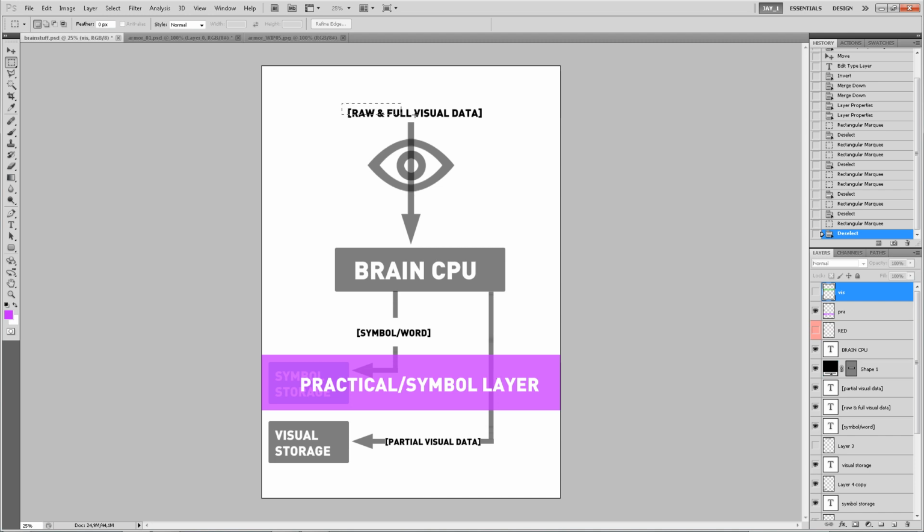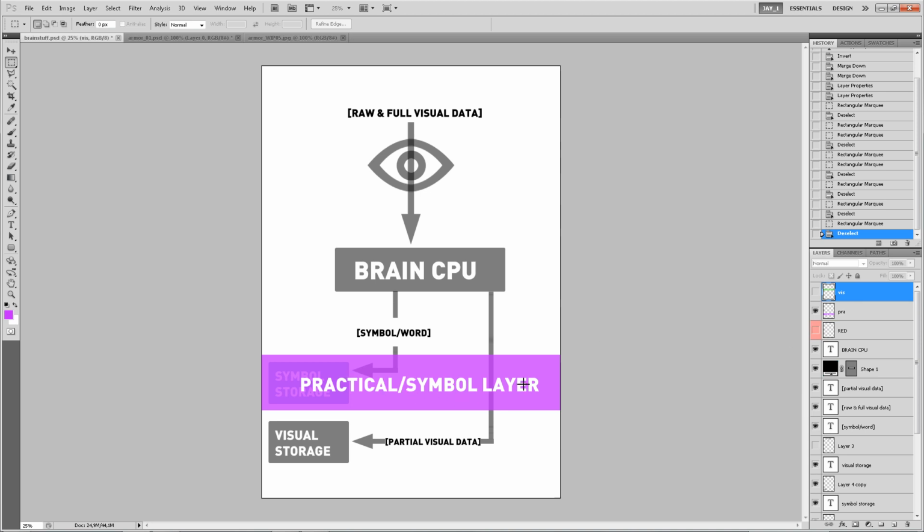You don't communicate in full and raw visual data. Unless you're a really strange person, you are probably communicating with other people by talking to them or writing with them, instead of drawing a full, detailed, photorealistic picture of what you want to say every time you communicate with people. So this practical or symbol layer is a great way of communicating. This way of the brain of creating symbols instead of storing the full visual information allows us to exchange it quickly. So it's practical, it's needed.